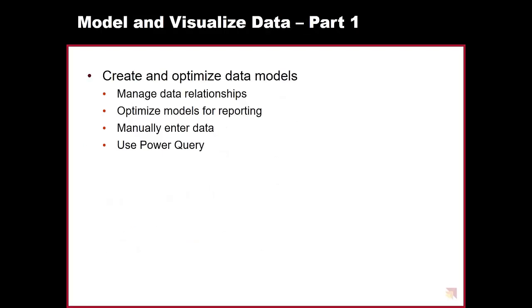Now, create and optimize data models. So now we're moving on to the data modeling part. So manage data relationships, definitely going to be quizzed on that. Optimize your model for reporting. We're going to talk to that. Basically, that means design a star schema. Just because your database is normalized doesn't mean that the model you create in your Power BI desktop project has to be normalized as well.